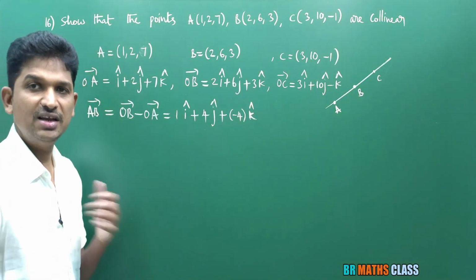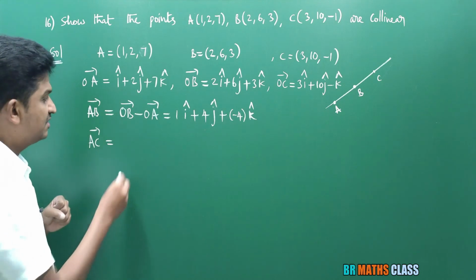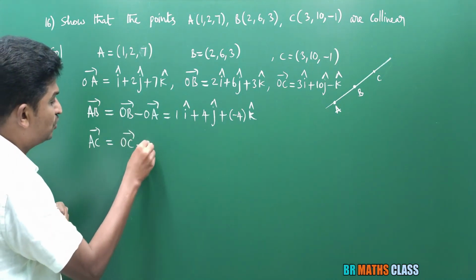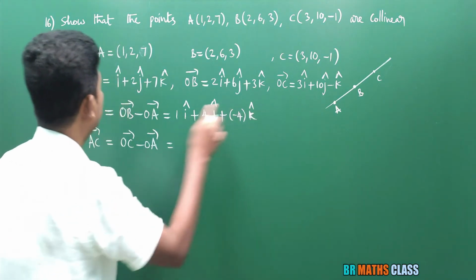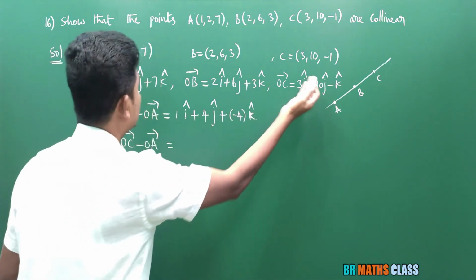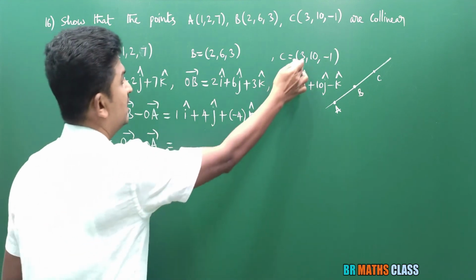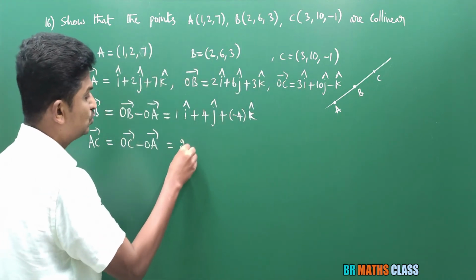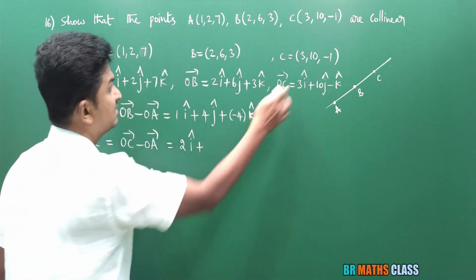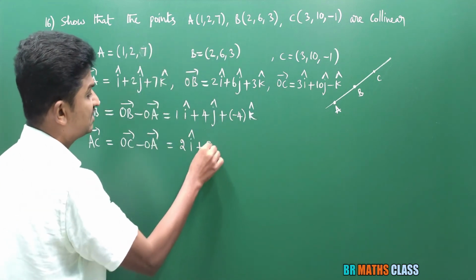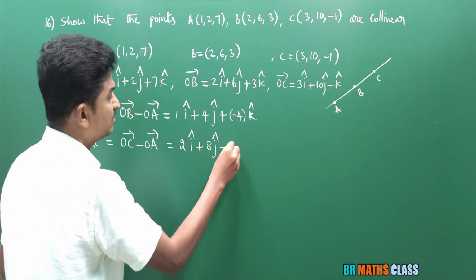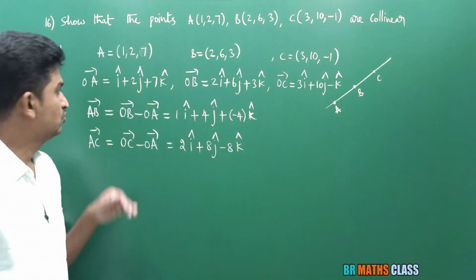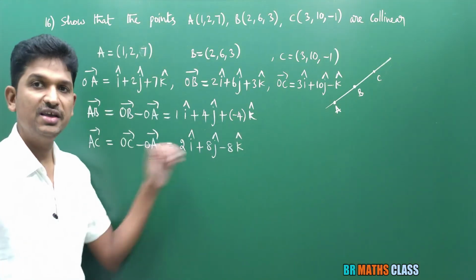Now I will calculate AC bar. What is the formula for AC bar? AC bar can be written as OC bar minus OA bar. That means this vector minus this vector. What you will get? 3 minus 1, that is 2 into i cap, plus 10 minus 2, that is 8 into j cap, minus 1 minus 7, that is minus 8 into k cap. You observe, I got AB bar, AC bar.